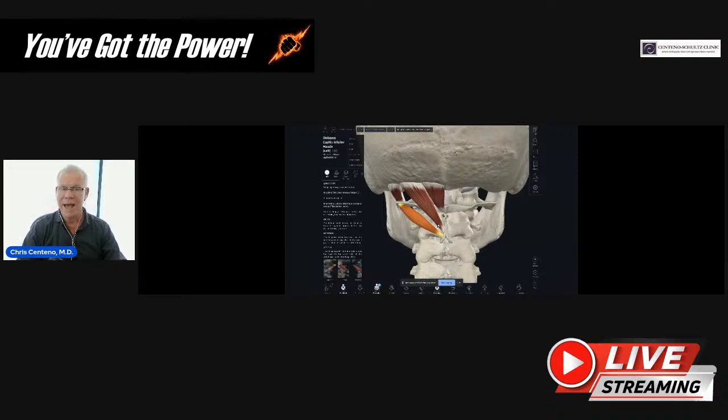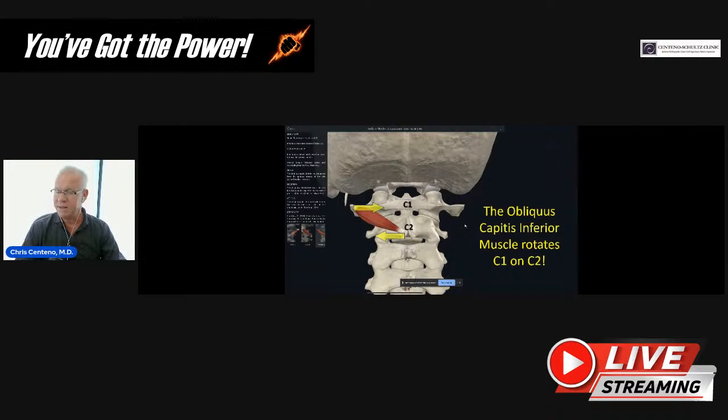Now, the obliquus capitis inferior muscle is interesting because you see here that it goes between specifically C1 and C2. And it's the only one of these suboccipital muscles that doesn't attach directly to the head. Now, that's pretty interesting, right? If you've got a C1, C2 rotation, this is an interesting muscle for you. So again, this obliquus capitis inferior muscle rotates C1 and C2.